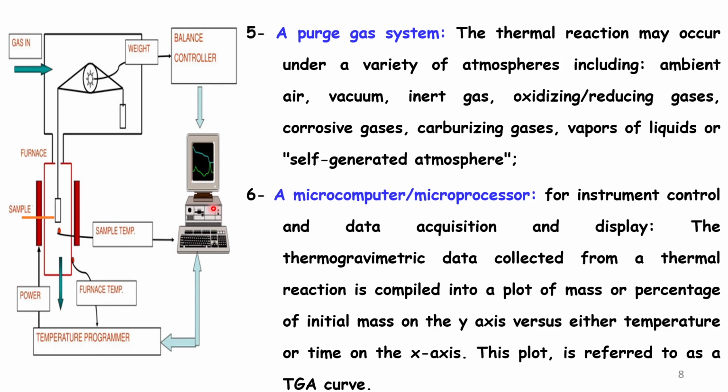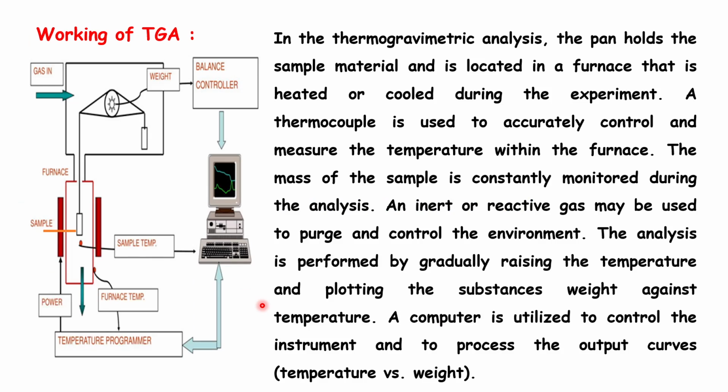That means it controls the temperature also, and it records the variation in the weight of the substance due to the change in the temperature, and it plots the graph of the percentage change in the mass on the y-axis, and the temperature and the time on the x-axis, and this plot is referred to as the TGA curve.